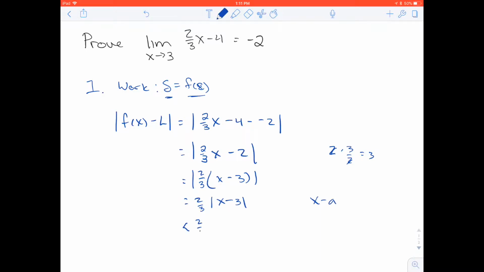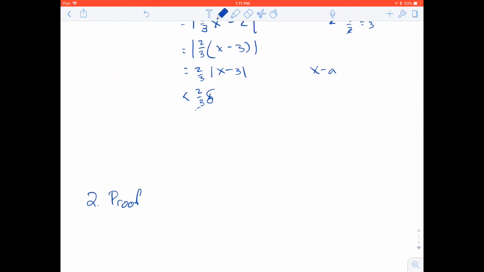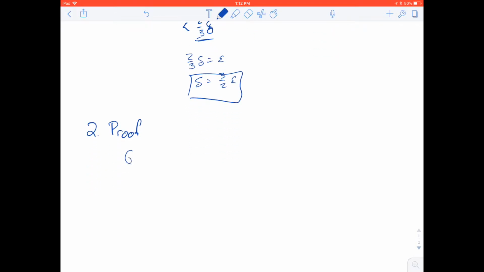So we can say here that 2/3 times |x minus 3| is less than 2/3 delta. So this becomes our epsilon value. 2/3 delta is equal to epsilon. So delta is 3/2 epsilon. And this is what we'll bring into the proof stage, right? Given epsilon greater than 0, we choose delta to be 3/2 epsilon.